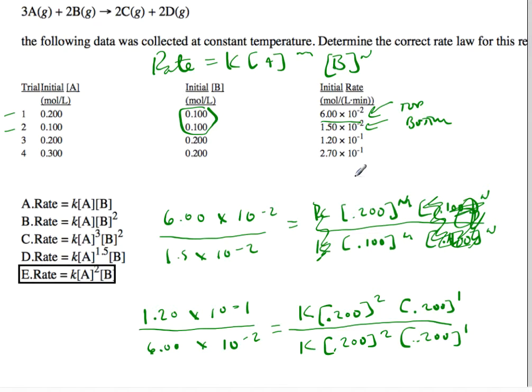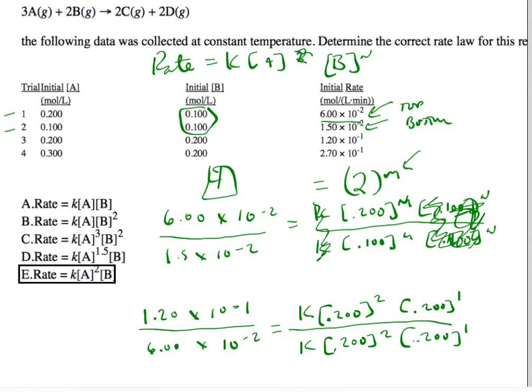0.2 divided by 0.1 is 2, so 2 to the nth power equals 6 divided by 1.5, which is 4. The only way I'm going to get 4 is if the exponent is 2. So A is to the second power. I found my first order.